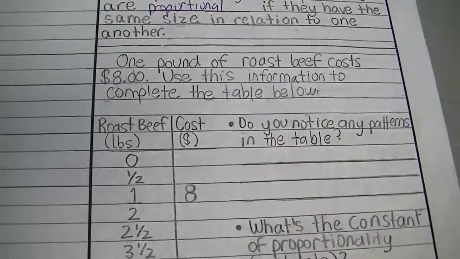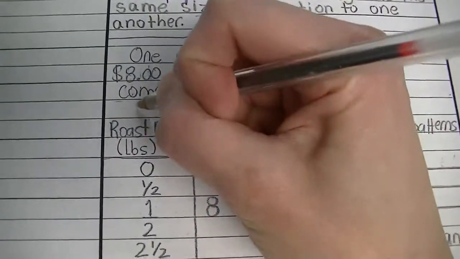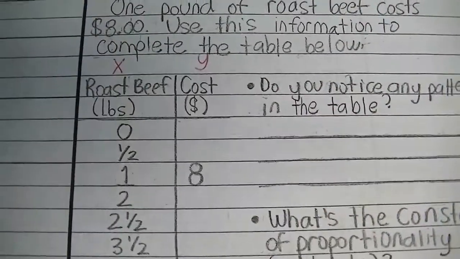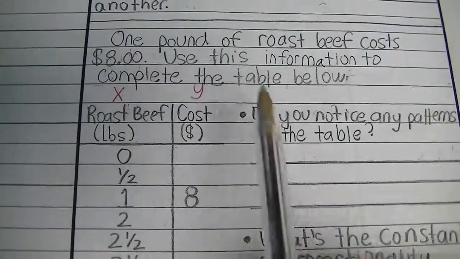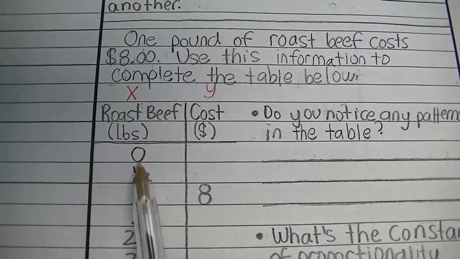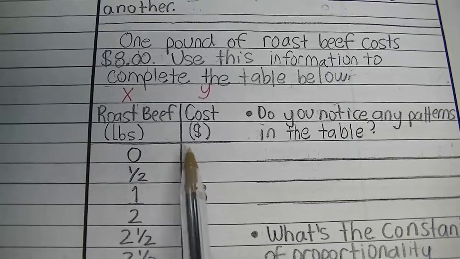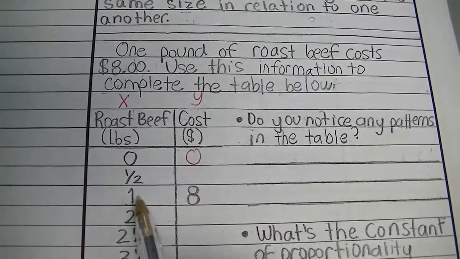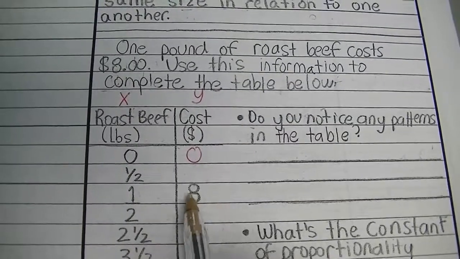So I see I have a table right here. So the first thing I've taught you to do is just to label your X column and your Y column. Okay? And we need to fill out the table based on this information. So let's see right here. If they bought 0 pounds of roast beef, then that wouldn't cost anything. If they bought 1 pound of roast beef, that cost $8.